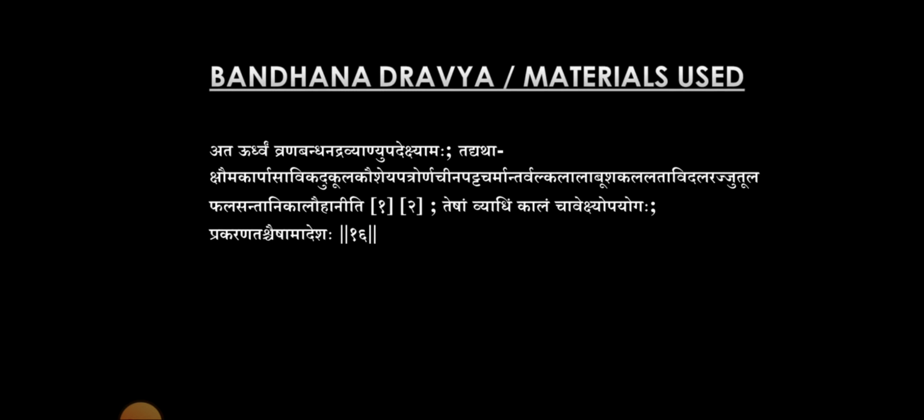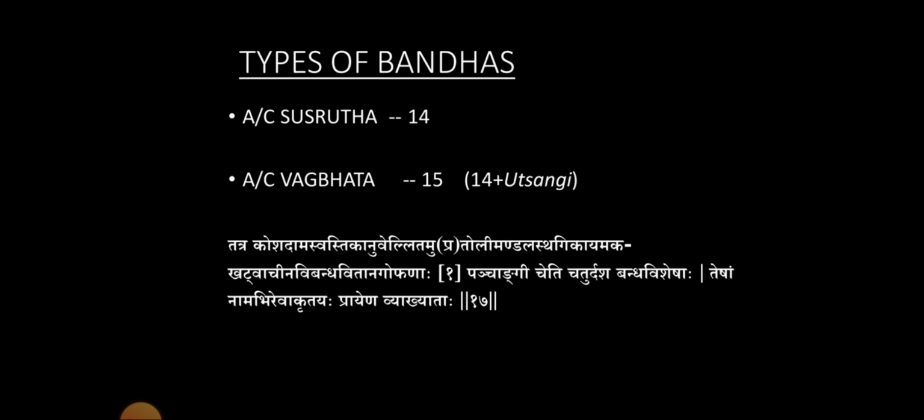That is bandhana dravya. Next, it is the types told. And when we see the types, according to Acharya Sushruta, there are 14 types. It is told Chaiti Chaturdasha Bandhana Vishesha. That is 14 types of bandhas are told by Acharya Sushruta. And according to Acharya Vagbhata, it is 15. Along with the 14 types told by Sushruta, Utsangi is the 15th one added by Acharya Vagbhata.